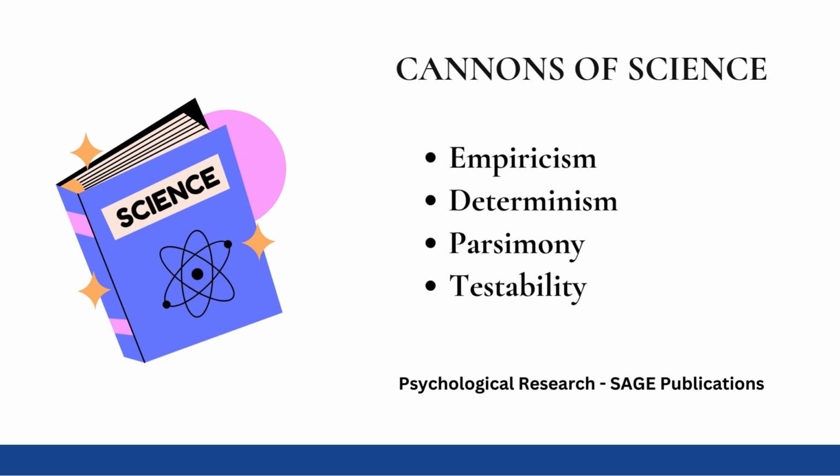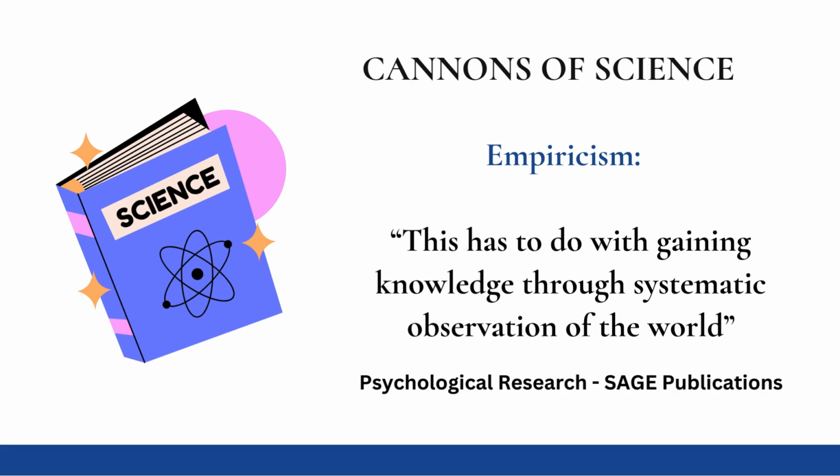Now, what are the canons of science? What are the pillars of science? What are the features, the things that you will see and you say, okay, this is a scientific discipline? One is empiricism, two, determinism, three, parsimony, four, testability. There are more than these, but for the purpose of this course, let's just dwell on these four. Now, what is empiricism? Empiricism is a key concept in the scientific world. It has to do with gaining knowledge through systematic observation of the world.